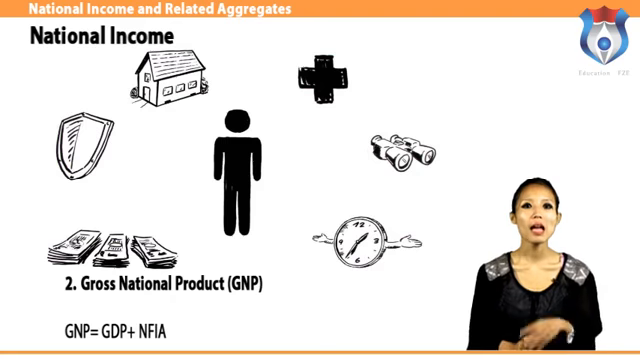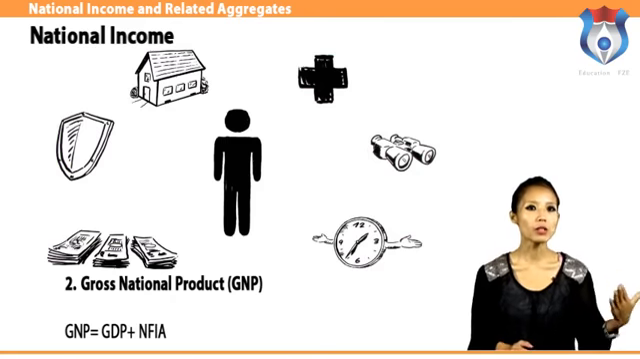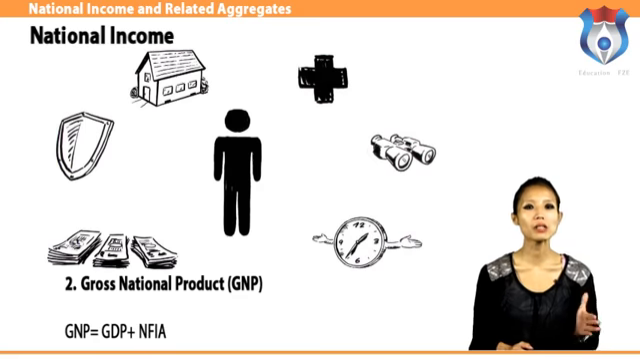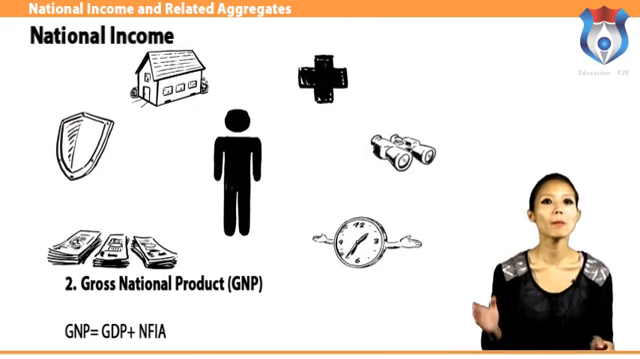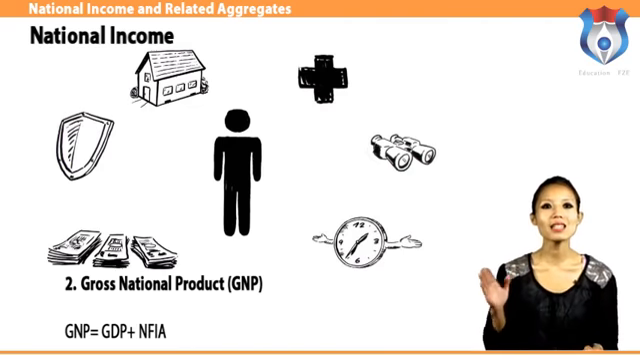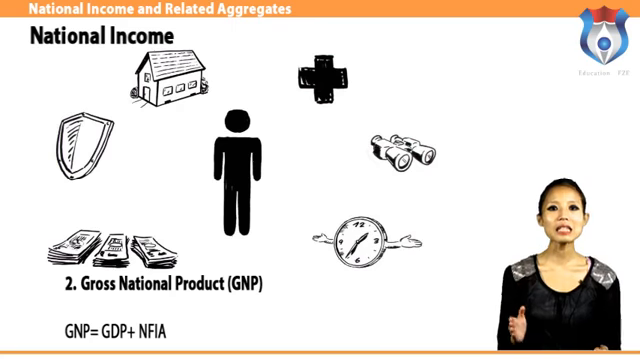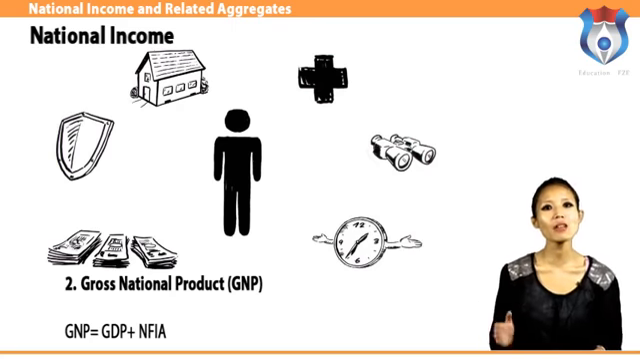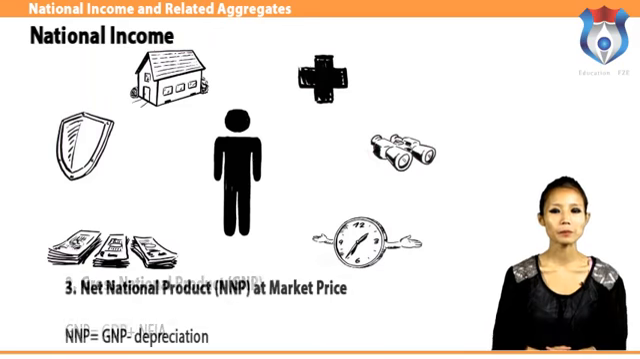Gross National Product (GNP). Gross National Product is the total market value of all final goods and services produced in a year. GNP includes net factor income from abroad, whereas GDP does not. Therefore, GNP is equal to GDP plus net factor income from abroad. Net factor income from abroad is equal to factor income received by Indian nationals from abroad minus factor income paid to foreign nationals working in India.